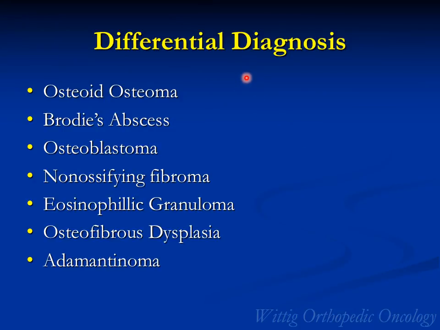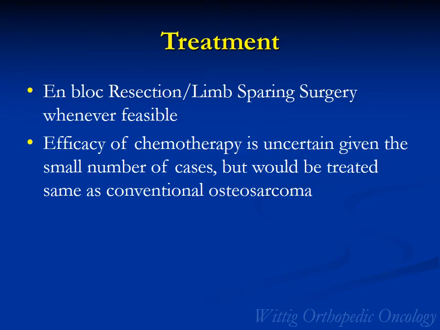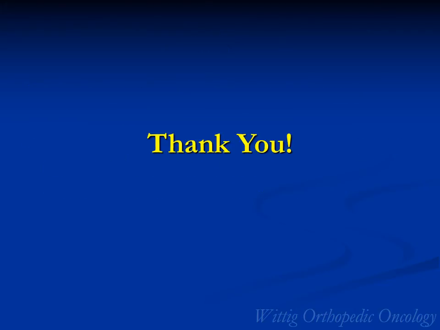The differential diagnosis of an intracortical osteosarcoma is osteoid osteoma, Brodie's abscess, osteoblastoma, non-ossifying fibroma, eosinophilic granuloma, osteofibrous dysplasia, and adamantinoma. Treatment is en-bloc resection, limb-sparing surgery whenever feasible, and efficacy of chemotherapy is uncertain given the small number of cases, but it would be treated the same as a conventional osteosarcoma.